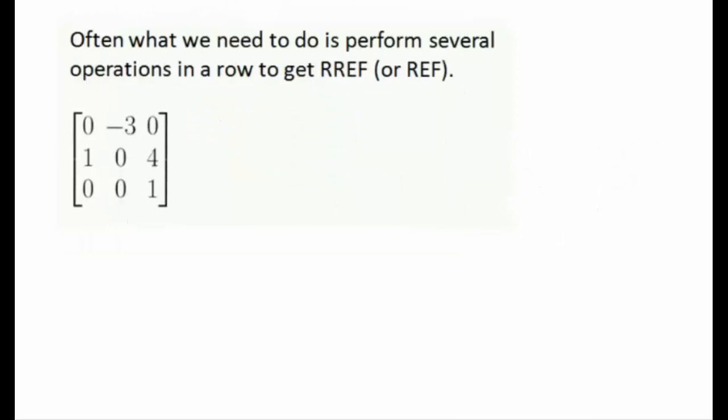Often what we want to be able to do is perform several of these operations in a row in order for us to get to reduced row echelon form or to row echelon form. And I'm going to demonstrate a string of 3 operations here on this given matrix to get it to reduced row echelon form. Now what I'm going to do first is take a look at row number 1. I'm focusing on this row, and I notice that the first number I hit is not a number 1. So I'm going to change this into a 1 by multiplying row 1 by negative 1/3.